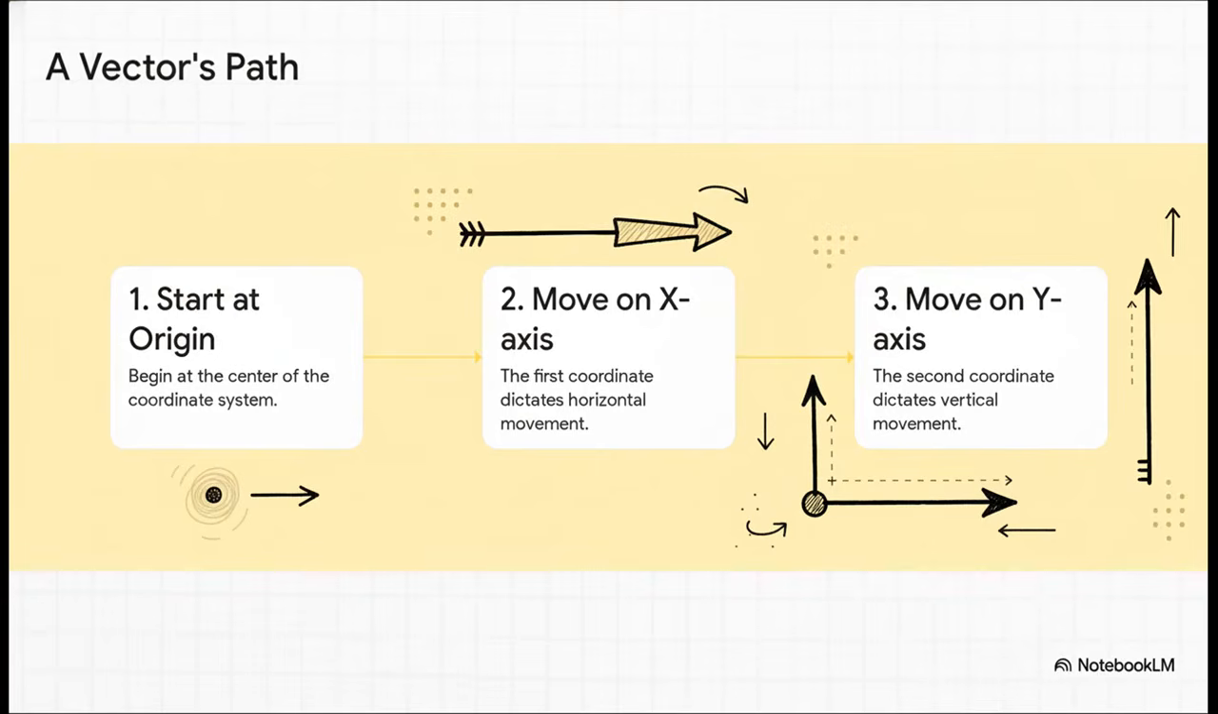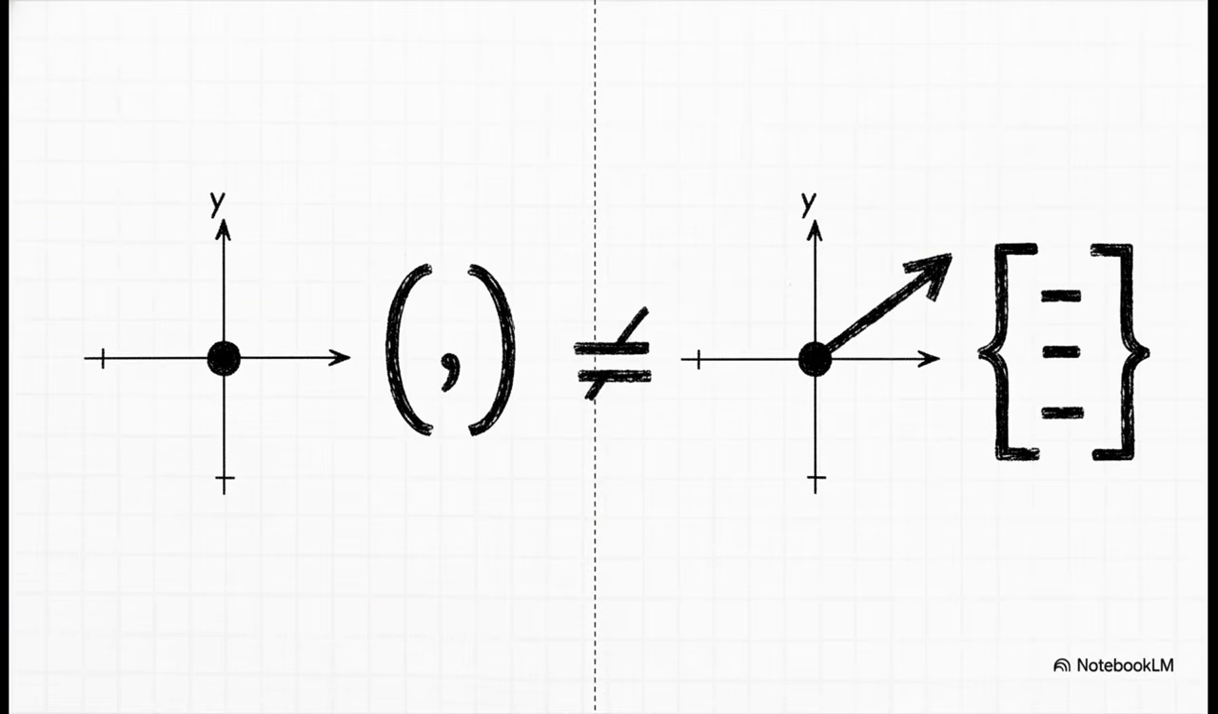Once a vector is anchored at the origin, its coordinates are just a simple set of instructions. For a 2D vector, the first number tells you how far to walk along the horizontal x-axis, and the second tells you how far to then walk up or down parallel to the vertical y-axis. It's just a recipe for getting from the vector's tail to its tip. And hey, just a quick note on how we write these. The standard way is to list the coordinates vertically, as a column of numbers inside square brackets. It's a handy way to make sure we don't confuse a vector with just a point on a graph.